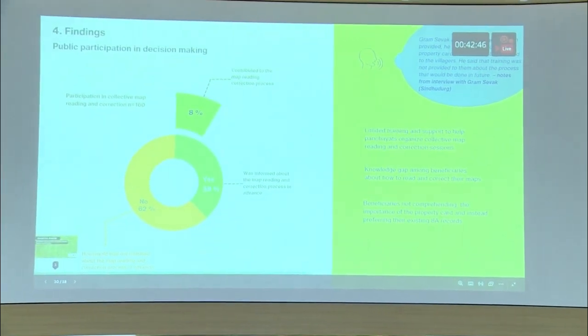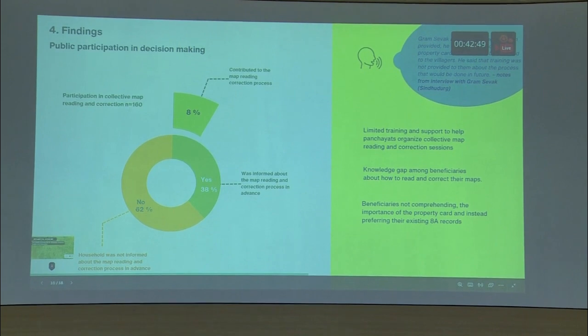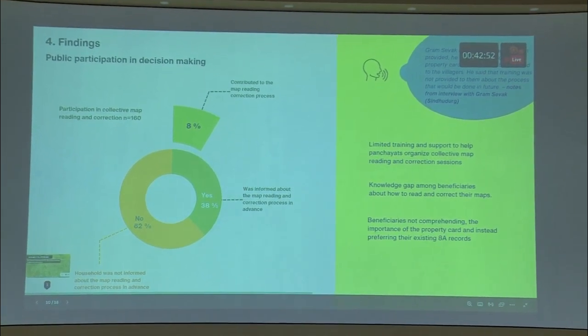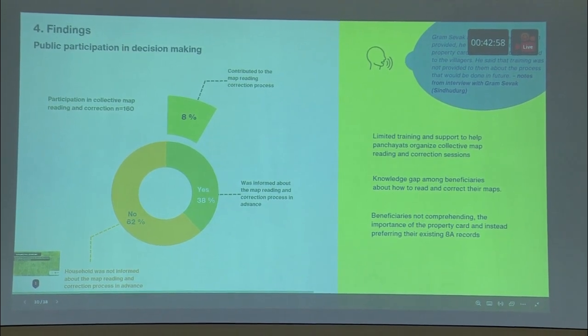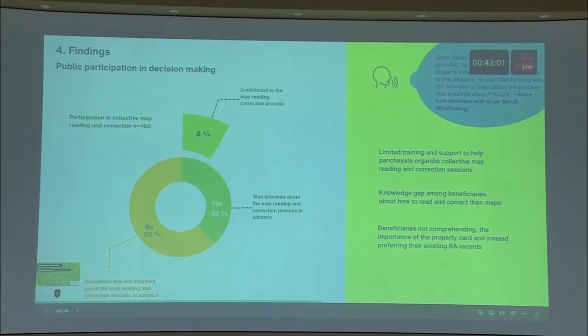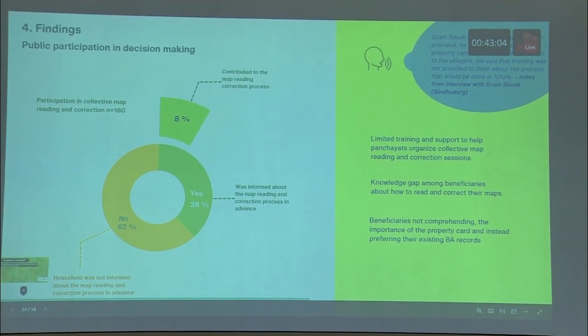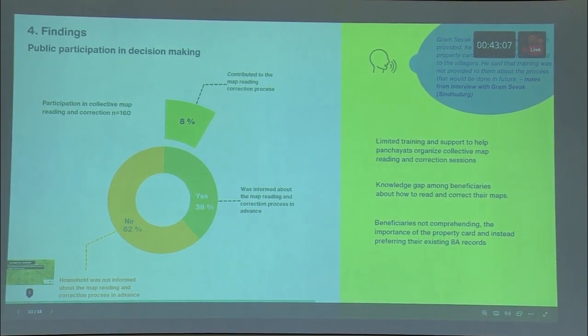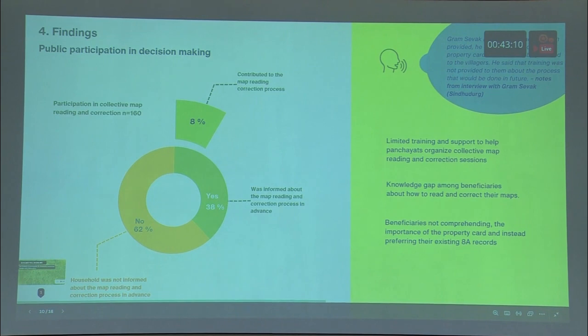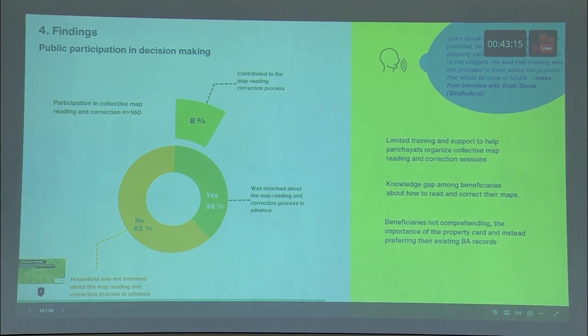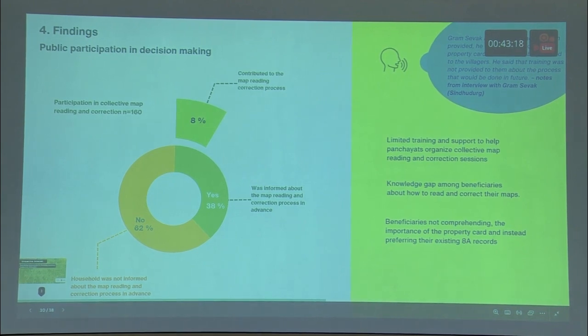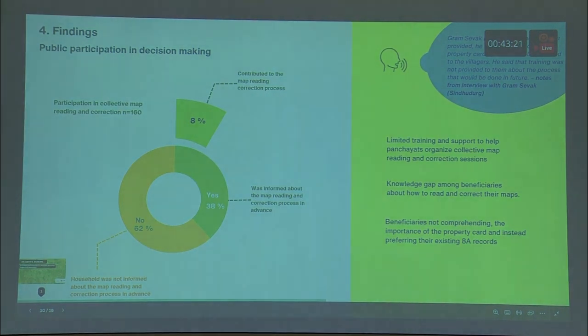When it comes to public participation in decision making, another thing we saw was that only about 38% of people were actually informed about the map reading and correction process in advance, and only 8% ended up actually participating in the map reading and correction. What we saw is that maybe there is limited support that the panchayat has to organize collective map reading and correction sessions. There might be a knowledge gap among beneficiaries about how to read and correct their maps, because of which they are not participating. And thirdly, because Maharashtra already has an 8A record that exists, beneficiaries may not be comprehending the importance of the property card and instead preferring their 8A records as more accurate in some capacity.